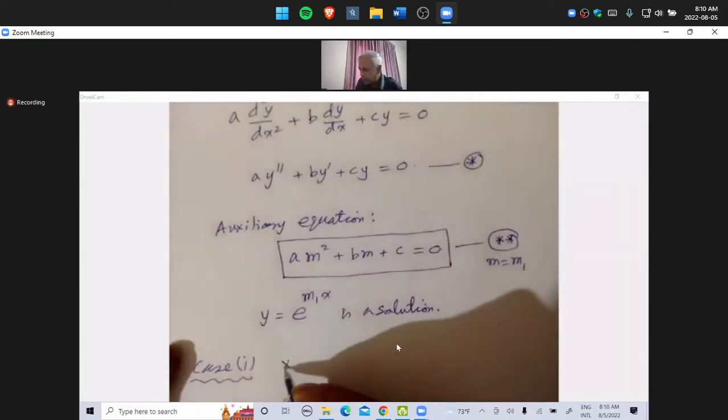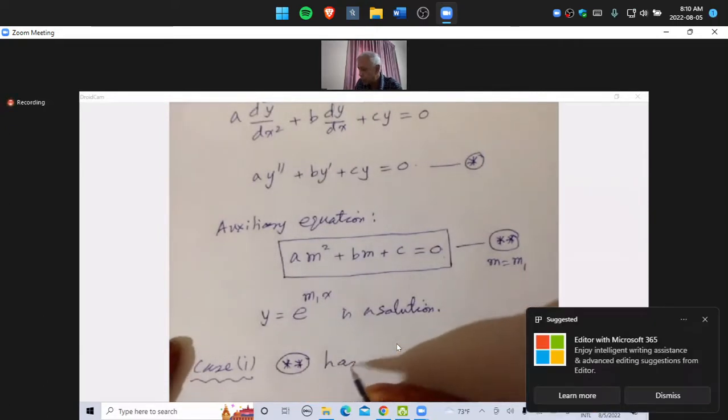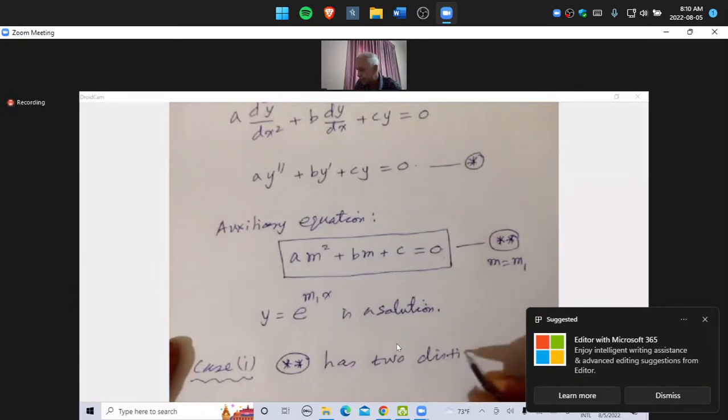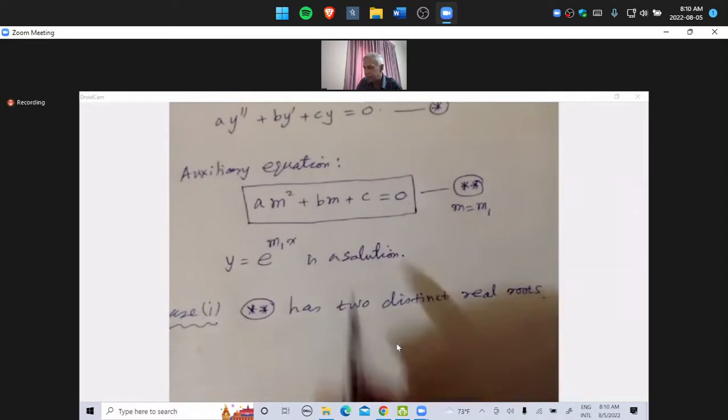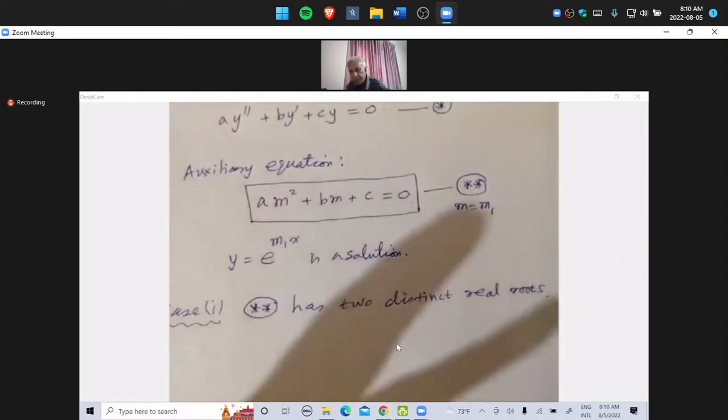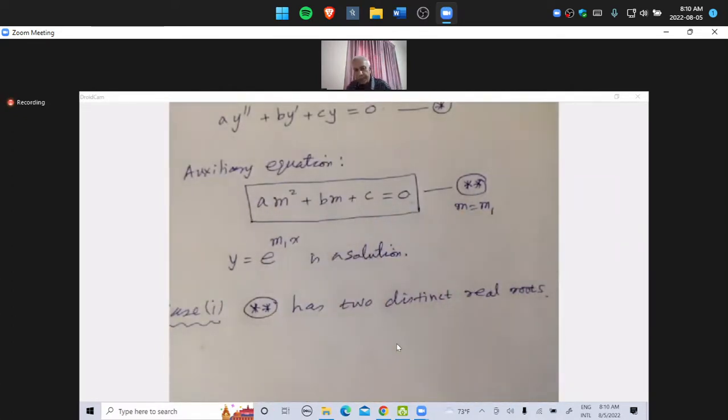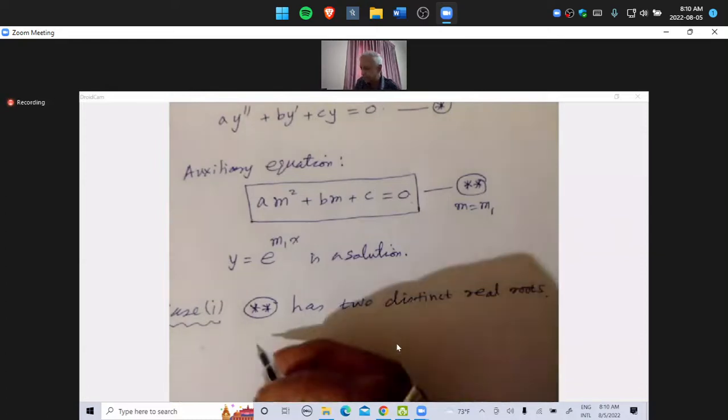Case 1: double star, meaning the auxiliary equation, has two distinct real roots. That is the first case. It's a quadratic, no? One of three things can happen: two distinct real roots, coincident roots, meaning equal roots, or complex roots. So the first case, it has two distinct real roots.